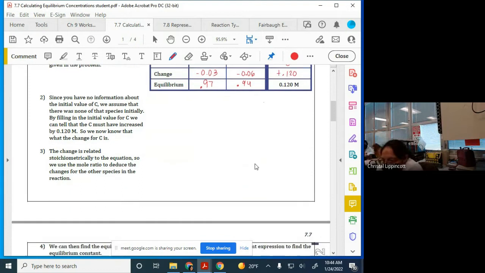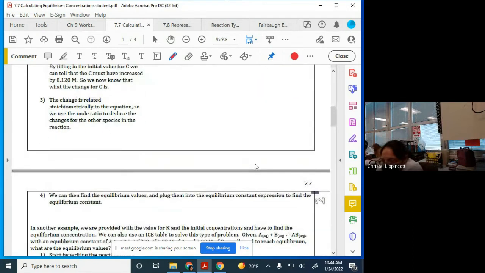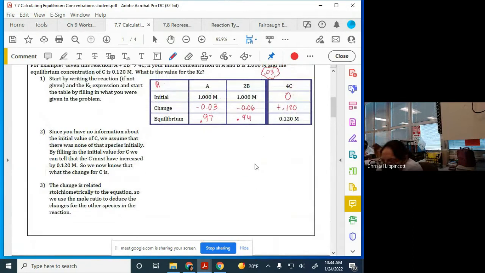So we have that taken care of for our RICE table. Now they want us to calculate K. So we can plug that stuff into the equilibrium constant. Kc is going to equal our products, which are here. And what do we have to raise that to? 4. Yep. Divided by this guy, 0.97, times 0.94. And what do I have to do to him? Square it. Yep.